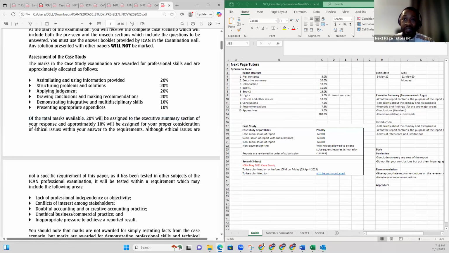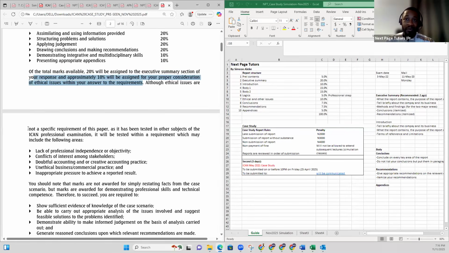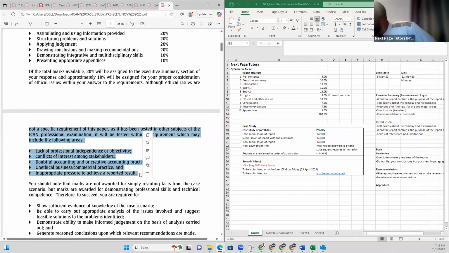And then another key thing here is the fact that ethical issue is an embedded requirement which can fetch you up to 10 marks. And we've told you things to watch out for when it comes to ethical issue. This is standard, that you watch out for things like lack of professional independence or objectivity, conflict of interest among stakeholders, doubtful accounting or creative accounting practices, unethical business or commercial practice, or inappropriate pressure to achieve a reported result. And these are things that you need to be watching out for in your case study that could signal the existence of ethical issue in this case.